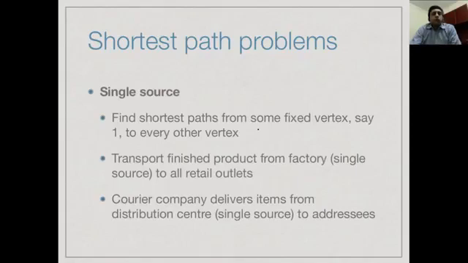Or you might be a courier company. Now, a courier company will ship all items to a given city to a centralized office, and from this centralized office, it has to be distributed to all parts of the city. So, how do you compute the shortest path from the distribution office to all the different addresses to which the courier items have to be delivered?